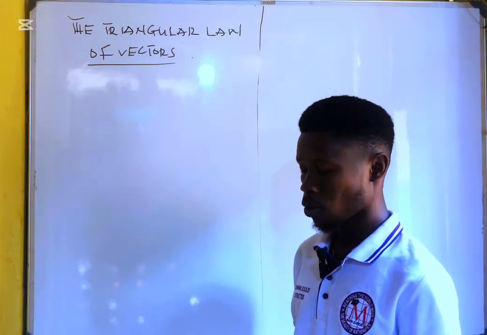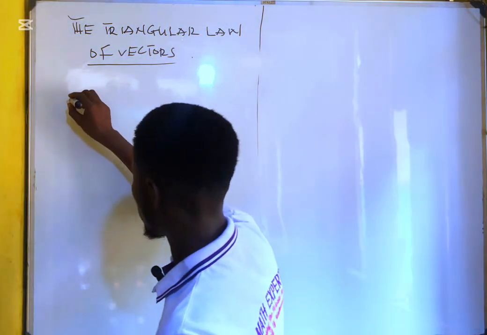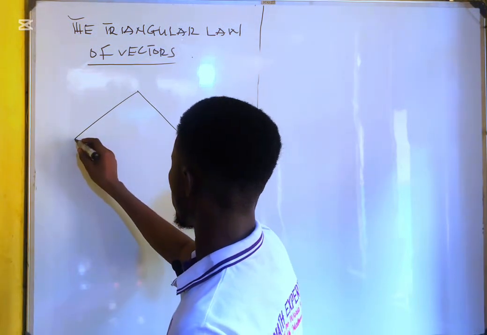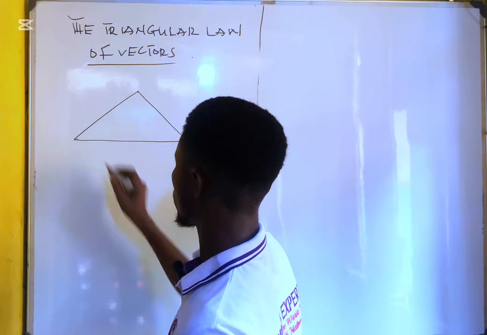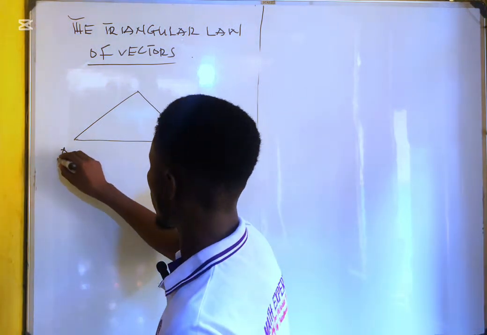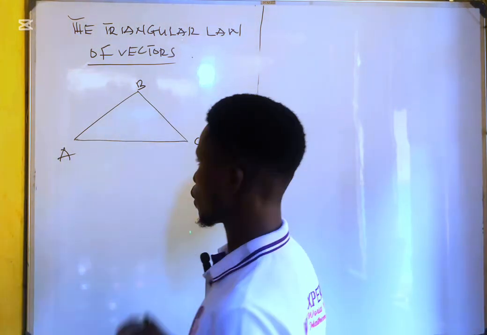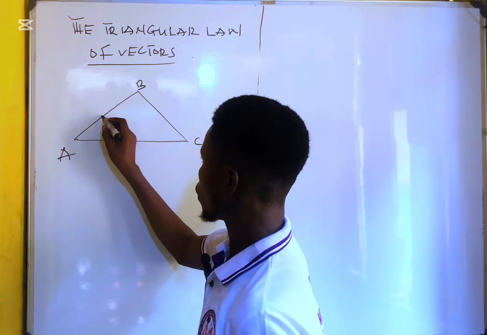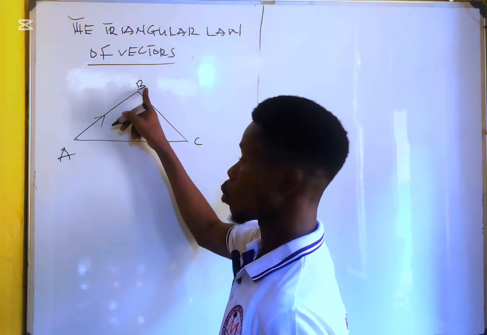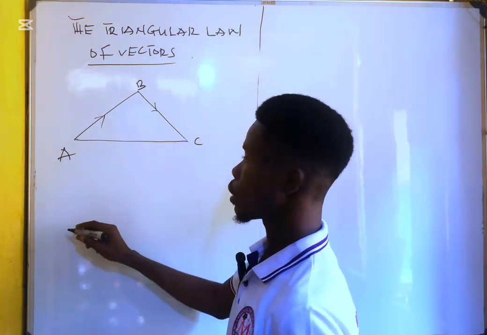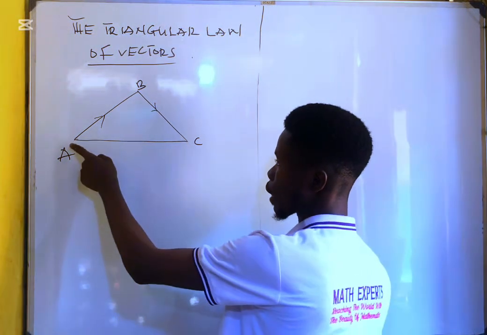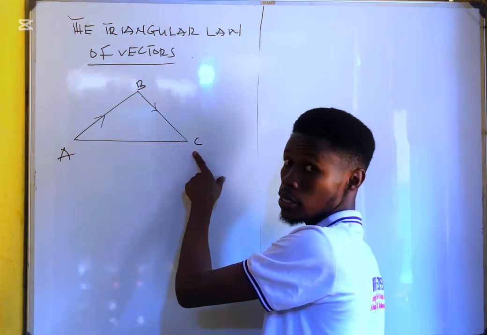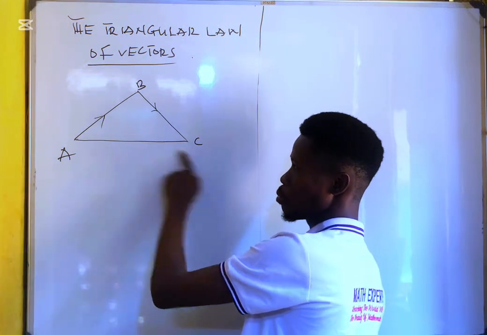What do we mean by the triangular law of vector? Let's look at this diagram. This is a triangle. Let's name it A, B, C. Let's show arrows here. A is moving towards B and B is moving towards C. It means that if I stand here and I want to come to C, I can stand at this place and move to B before I come to C. And I can also stand here and move straight to C.